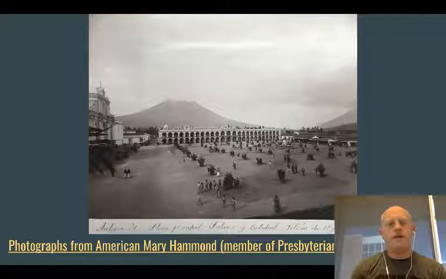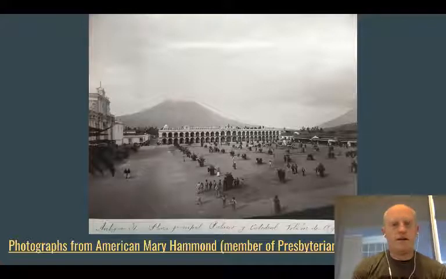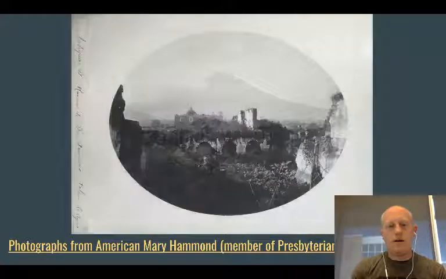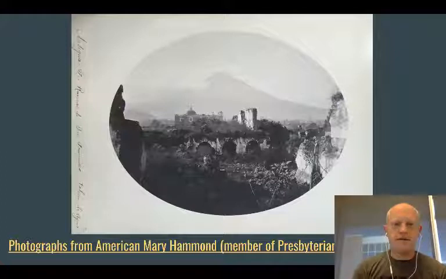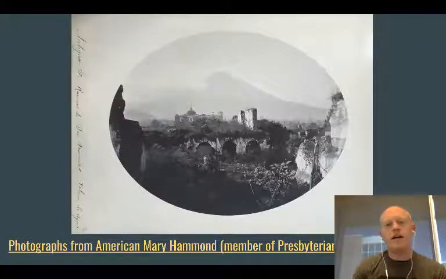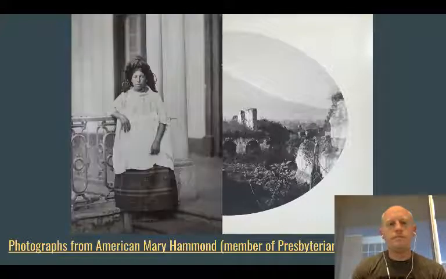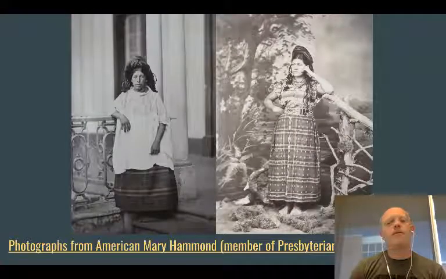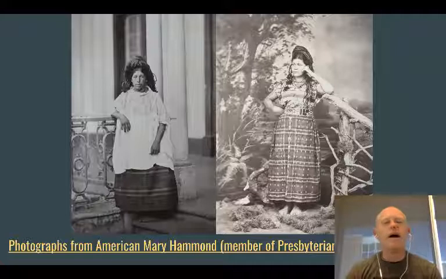So this first one is of the Central Plaza in Antigua. You can see the Agua volcano behind the plaza there. Here's another view from Antigua with ruins in the foreground and the volcano again in the background. These kinds of photographs were interesting. These were certainly not taken by one of the Presbyterians, but at a studio in Guatemala City, most likely, much like was done in the United States in the late 19th century. Indigenous people were posed for photographs so that they could kind of show off their dress and a little bit their life ways.